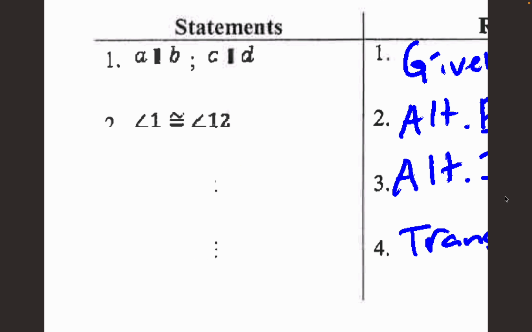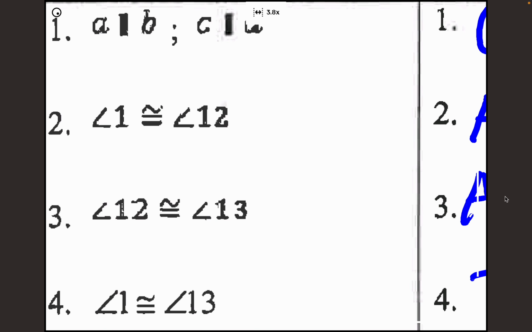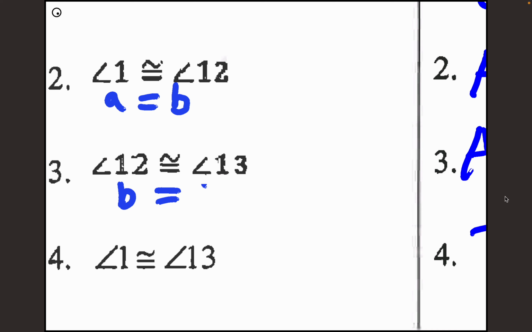The transitive property is if A equals B and B equals C, then A equals C. If I look at my angles right here, this is the same thing as saying if A equals B, B equals C, then A equals C. Because this is my A, this is my C. So angle 1 is congruent to angle 13 because they're both congruent to angle 12. Do we have questions about that? So do we feel pretty good about it?